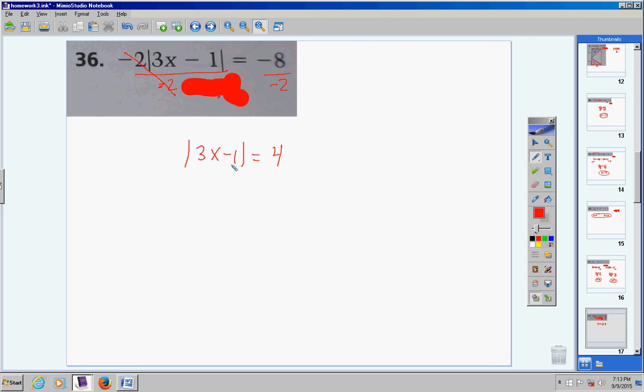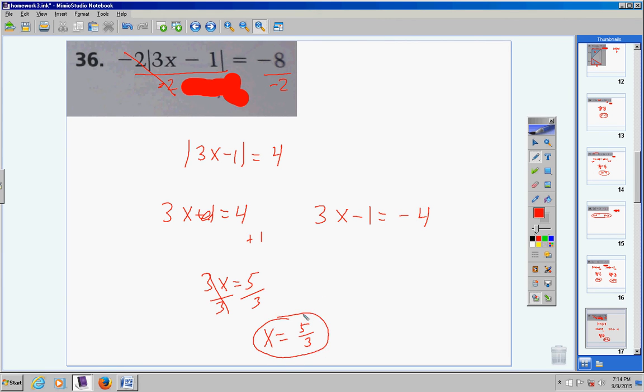Now that the absolute value is totally isolated, write the equation two different ways. Write it just like it is without the absolute value symbols. Then write this equation here the exact same way, except change the sign of this number here. And now let's solve each equation. Here we have a negative 1, bring it over, becomes a positive 1. So that's 3x equals 5. Divide both sides by 3. X equals 1 2/3, or 5/3, or 1.6 repeating.